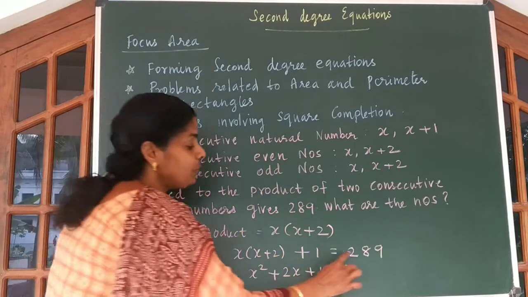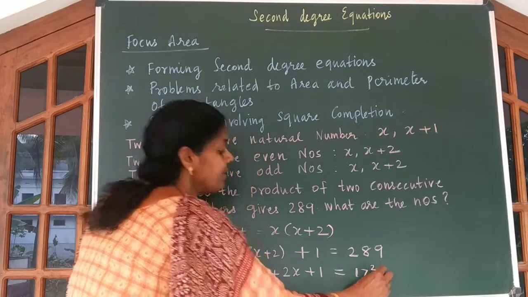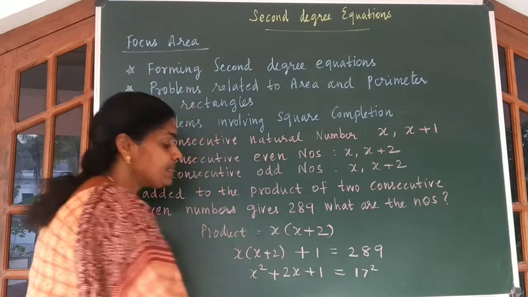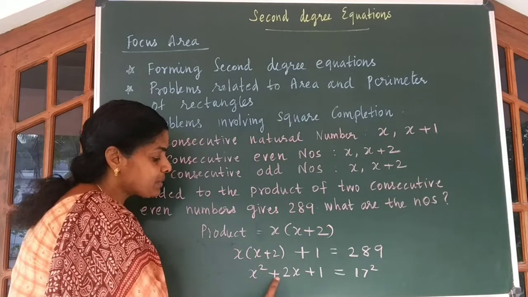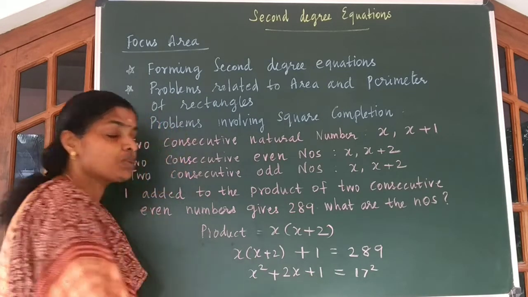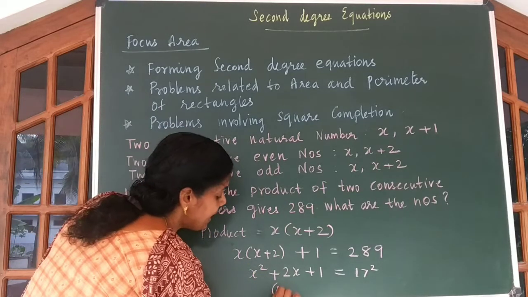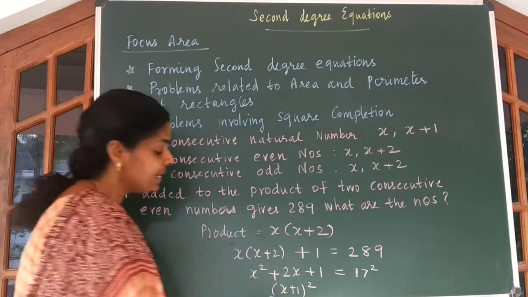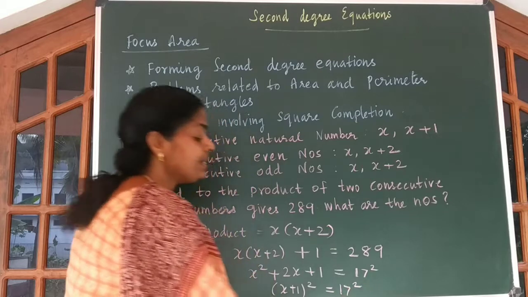We know 289 is the square of 17. So we can write 289 as 17 square. Now look at this side, children. x square plus 2x plus 1 is nothing but the expansion of x plus 1 the whole square. So you get x plus 1 the whole square is equal to 17 square.